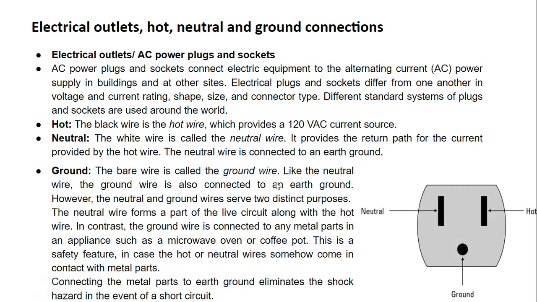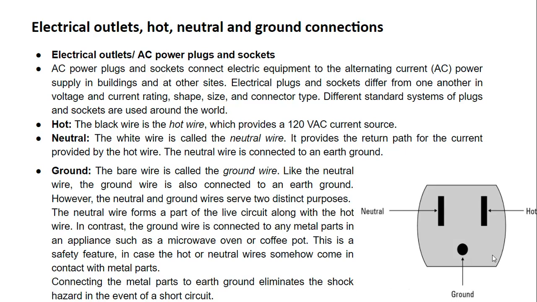The bare wire is called the ground wire. Like the neutral wire, the ground wire is also connected to an earth ground. However, the neutral and ground wires serve two distinct purposes. The neutral wire forms a part of the live circuit along with the hot wire. In contrast, the ground wire is connected to any metal parts in any appliance such as a microwave, oven, or coffee pot. This is a safety feature in case the hot or neutral wires somehow come in contact with the metal parts.